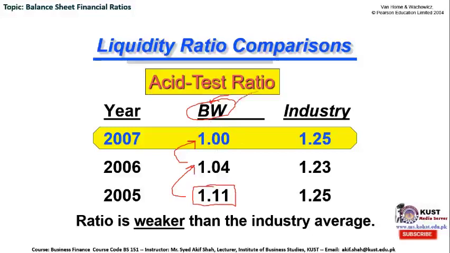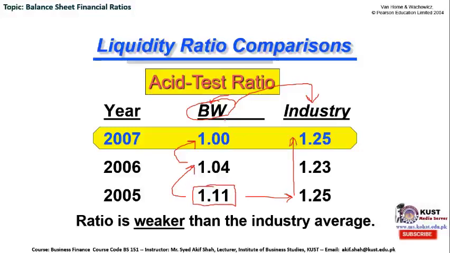Another way around, we can also compare Basket Wonder's asset test ratio or quick ratio with the industry mean. Industry measures or benchmarks normally tell us about the average quick ratios of different companies operating in the same industry. So we can see that in 2005, the industry benchmark for the asset test ratio was 1.25, which is quite larger than the Basket Wonder ratio. And similarly, it keeps up at 1.25 in 2007.